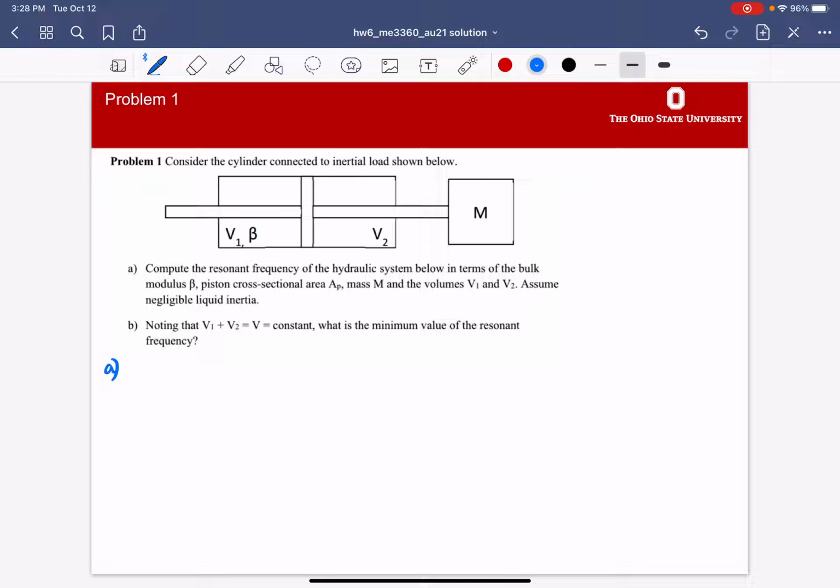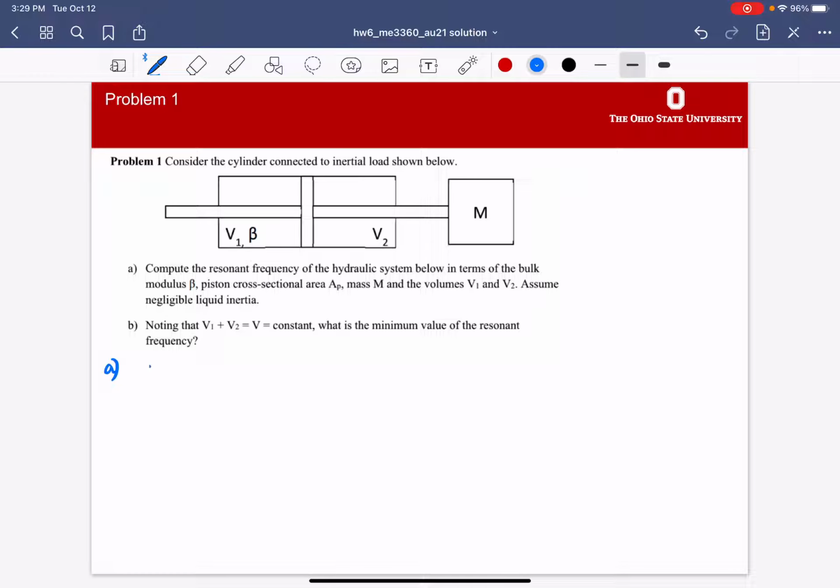Alright, so we are looking at the solution for problem 1 of homework 6. Let's start off with part A. Here they're asking us to compute the resonant frequency of this particular system. They have given us the bulk modulus and the volumes V1 and V2 for the two chambers, and the mass m is connected to this piston rod.